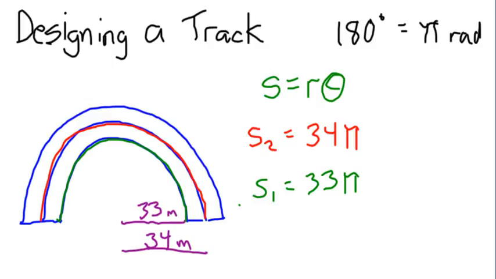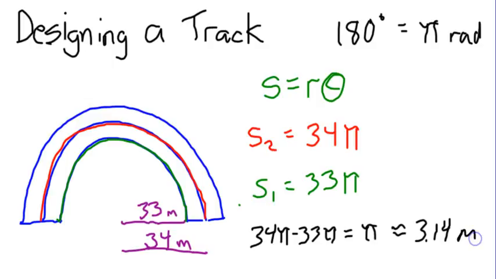So we know what those two distances are. We're trying to find out how much longer lane 2 is than lane 1, so we need to subtract those values. 34 pi minus 33 pi is equal to just pi, which is approximately 3.14 meters. If you started at the same point and ran the semicircle around the turn, the person in lane 2 would run 3.14 meters further.